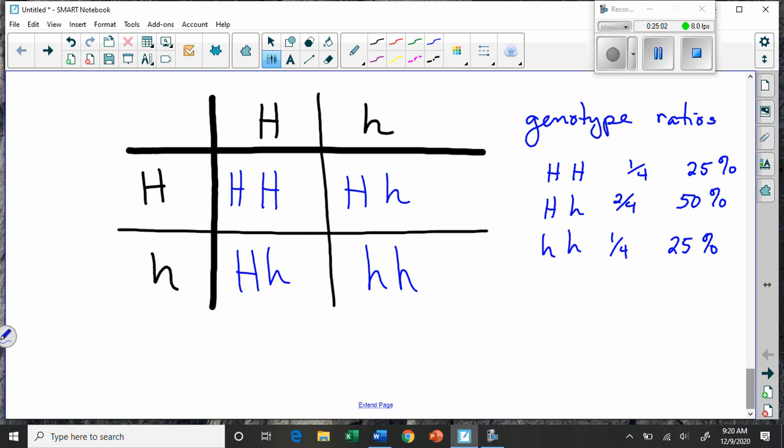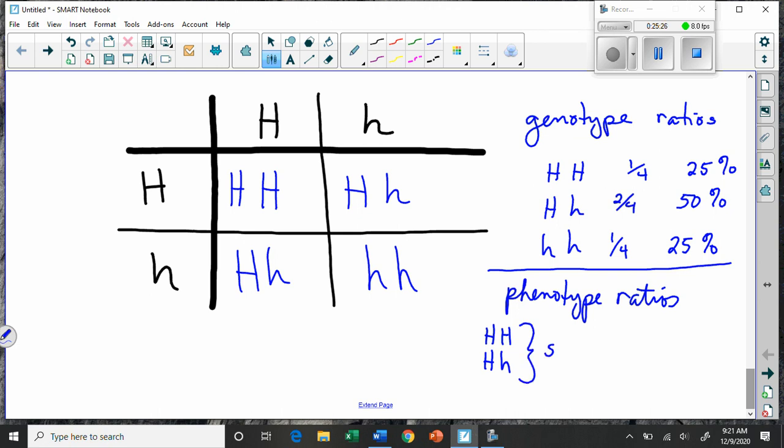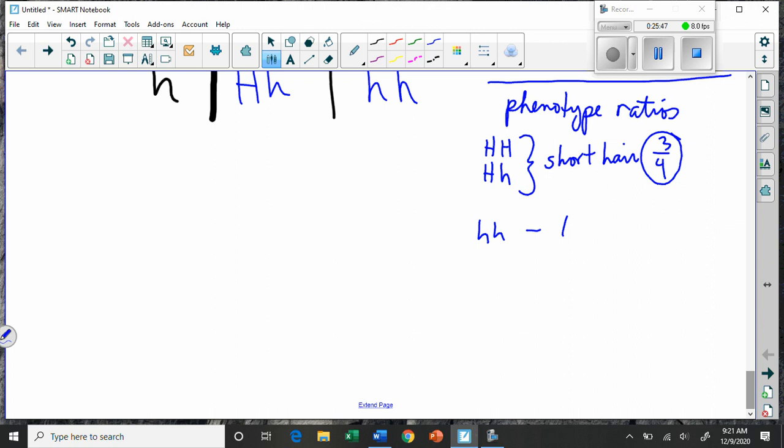And then if you wanted to do the phenotype ratios, just to review, you could look at the different possible phenotypes. So short hair or long hair. Well, HH and Hh both produce short hair, don't they? So that means out of the 4 possible outcomes, 3/4 of them have those short hair phenotypes. And only one, the little h, produces the long hair phenotype. So there's only 1 out of 4.